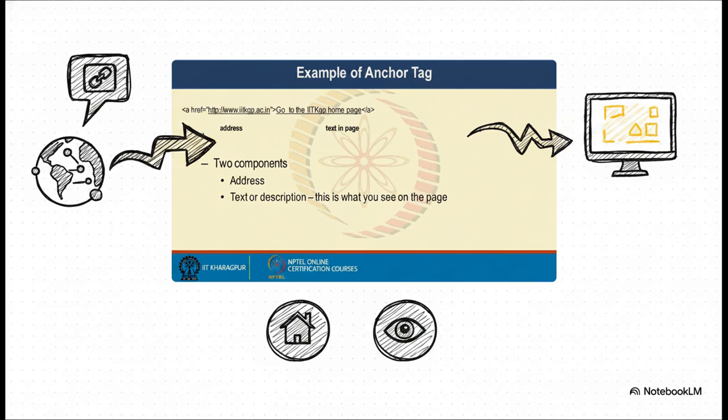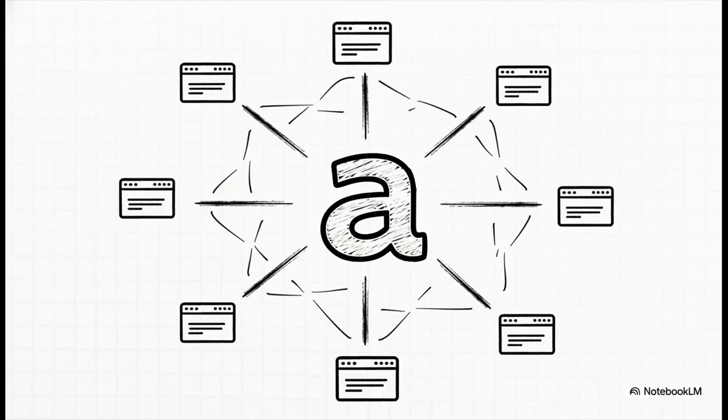The destination of the link goes inside the href attribute, that's for hypertext reference, and the text you put between the opening and closing tags is what the user actually sees and clicks on. So for question 4, the correct answer is the one using that A tag. It's the basic building block that makes the World Wide Web a web of interconnected pages in the first place.